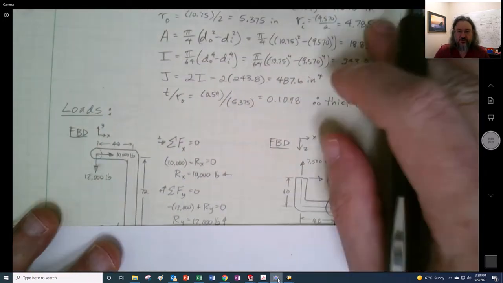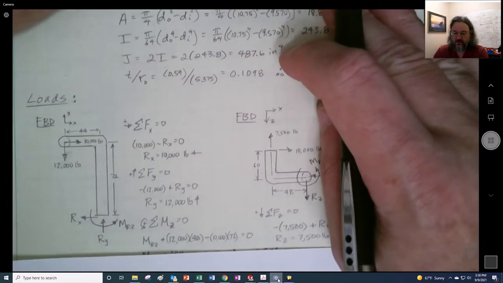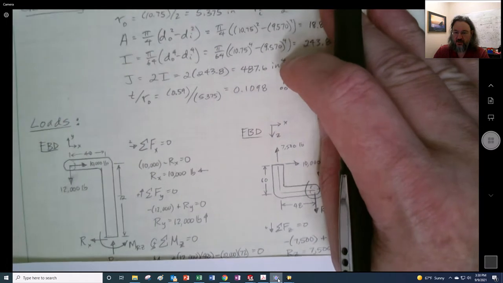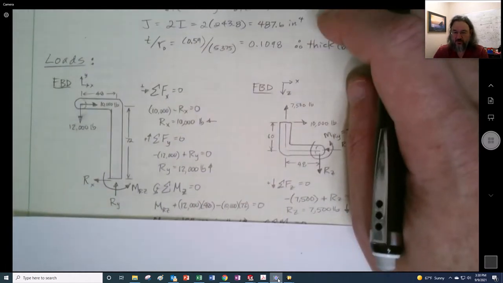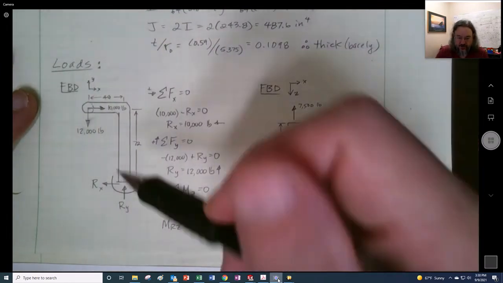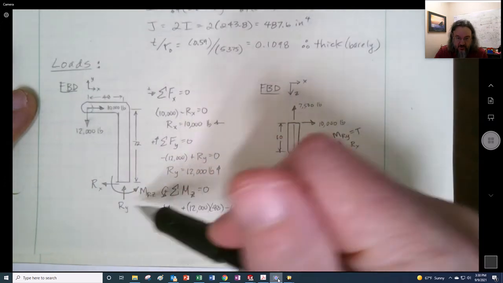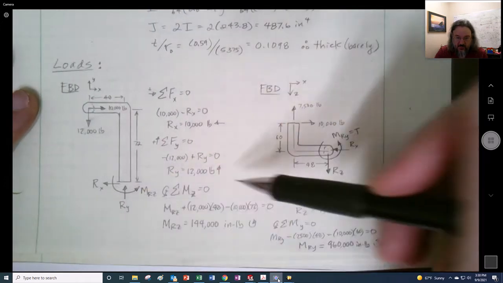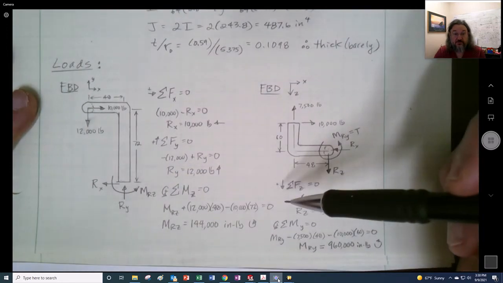So here we are. Here's our free body diagrams to get the reaction moments. I didn't bother getting them in the plane where it didn't matter. We're looking for point H, which on this diagram would be right here. So this is the moment that we want to get. This is the moment that's going to cause bending for us.